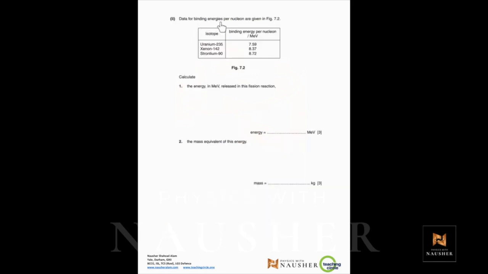And then in this part, they're saying this is the data for binding energy. Calculate the energy in mega electron volts released in this fission reaction. So you just do delta E equals... Now, what are your products? Your products are xenon and strontium, right? So this is the binding energy per nucleon. How many nucleons do you have? 142 nucleons you have. So 8.37 into 142 plus 8.72, that's strontium.